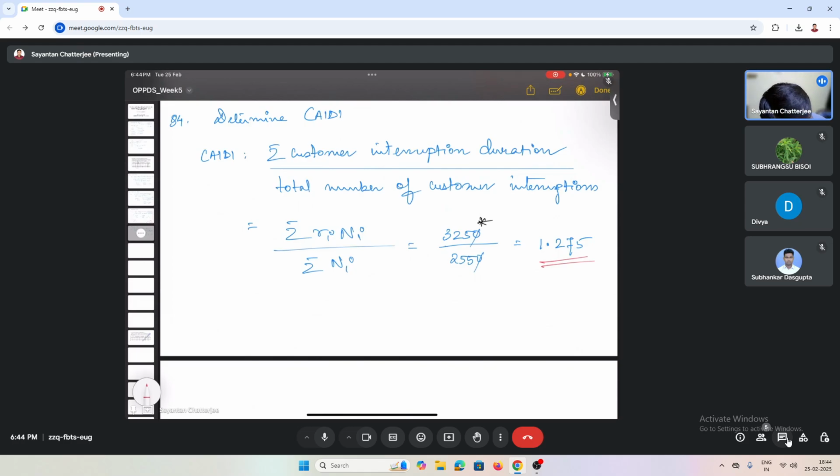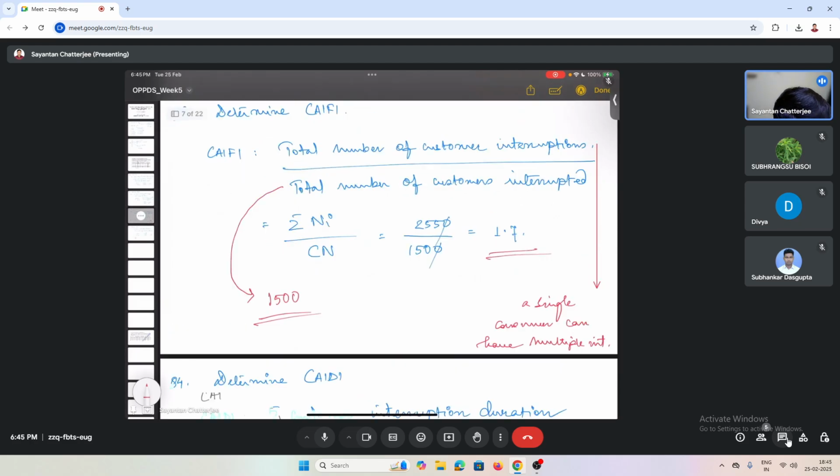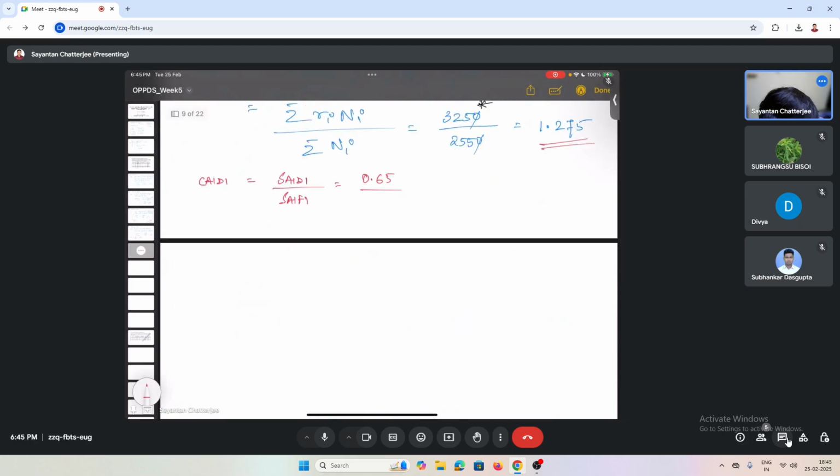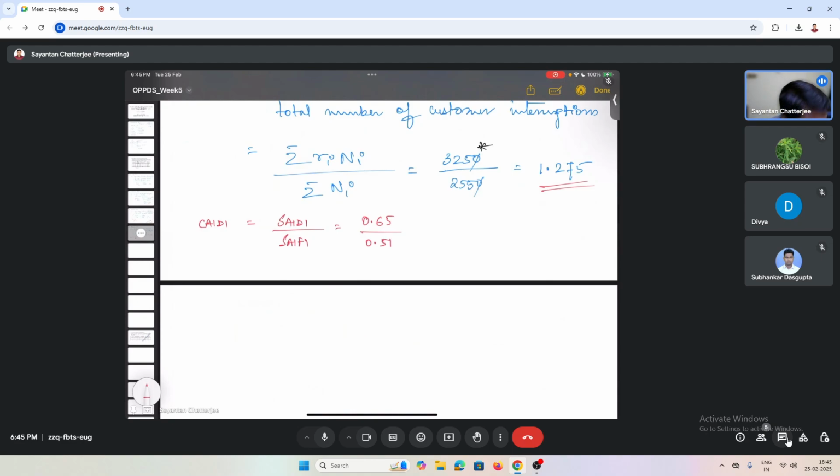The other way to determine CAIDI is that we have another parallel, easier formula when we have both the values of SAIFI and SAIDI. When we have the information of SAIFI and SAIDI, CAIDI is SAIDI by SAIFI. So what is SAIDI? We have obtained 0.65, right? And SAIFI we have calculated 0.51. So just calculate these.